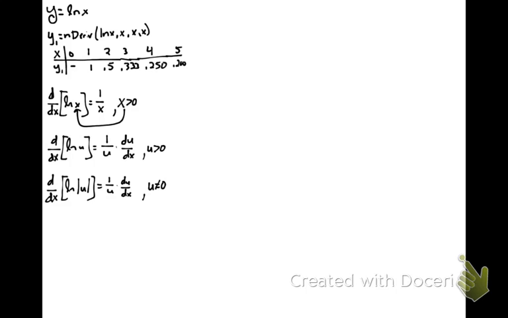Let's look at a few examples. If y equals the natural log of 4x, what's the derivative? Well, y prime would simply be 1 over the argument, 1 over 4x, times 4 in this case, or simply 4 over 4x, which is 1 over x.